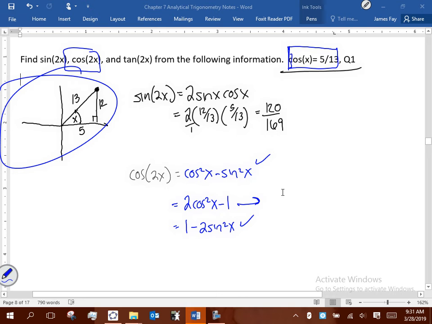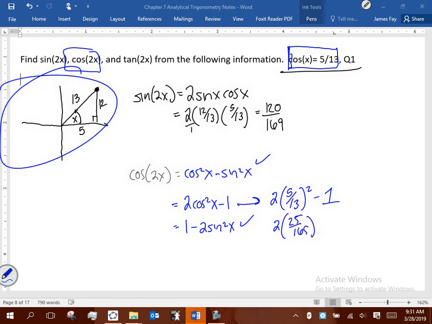But using the middle one, we go 2. So cosine x is 5/13. We'll square that, and then we'll remove 1. That removing of the 1, hopefully you see it, because it's going to be a fraction between 0 and 1. When I remove 1 from it, that's going to make it negative, right? And that's the sign that we want. So we have 2. This gives me 25 over 169 minus 1. So it's 50 over 169 minus 1.